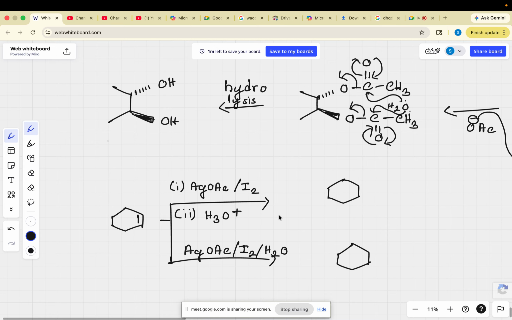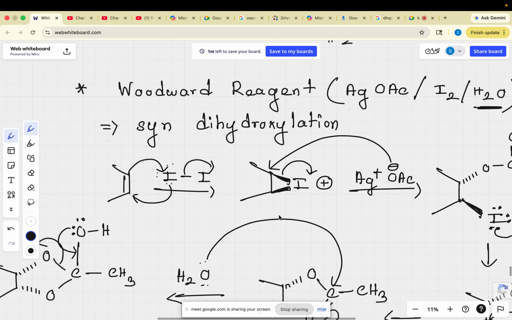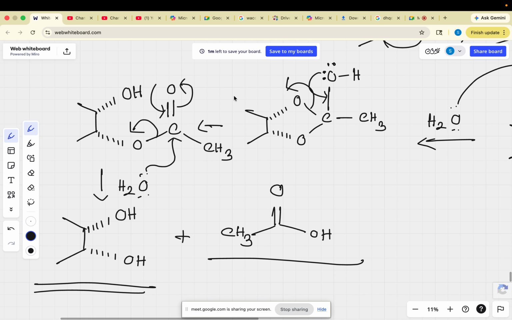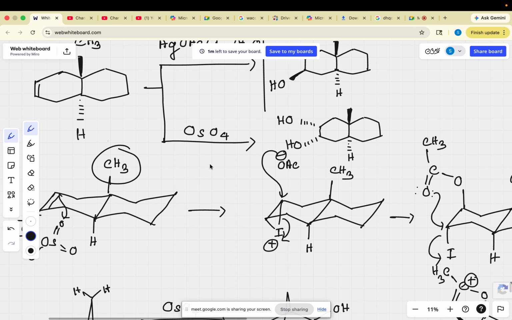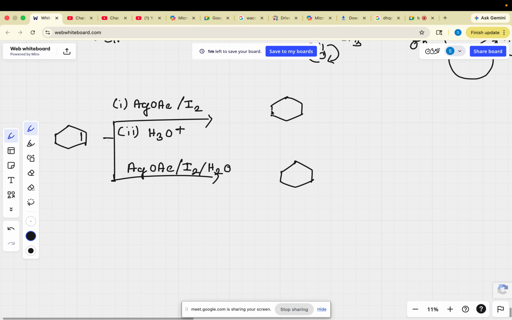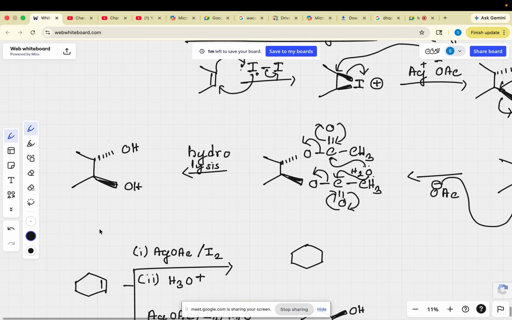So if you use this Woodward reagent, what did you get? Actually, you got syn-diol, syn-dihydroxylation. That means the stereochemistry of both the OH will be same. You can see here, both the OH will be in the same plane. So you will get both OH like this, not trans. This is your syn dihydroxylation. In Woodward reagent you will get syn dihydroxylation, but if you use Prevost reagent, that time you will get it like this, anti.